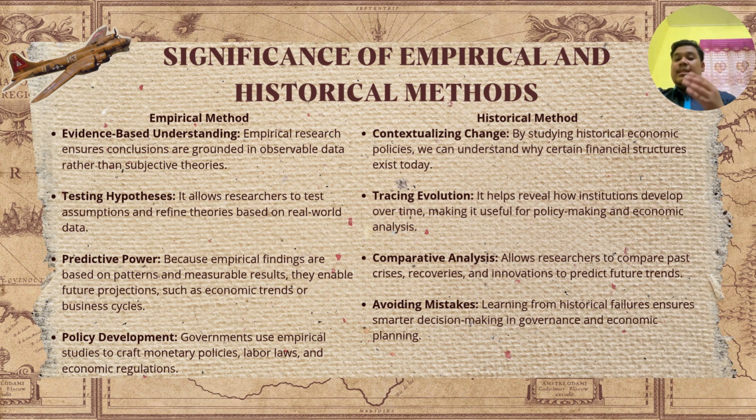Second is tracing evolution. Historical method shows that systems like labor laws or spending habits don't appear overnight, they evolve. For example, the New Deal policies came as a response to the Great Depression, and history helps explain why they were necessary.